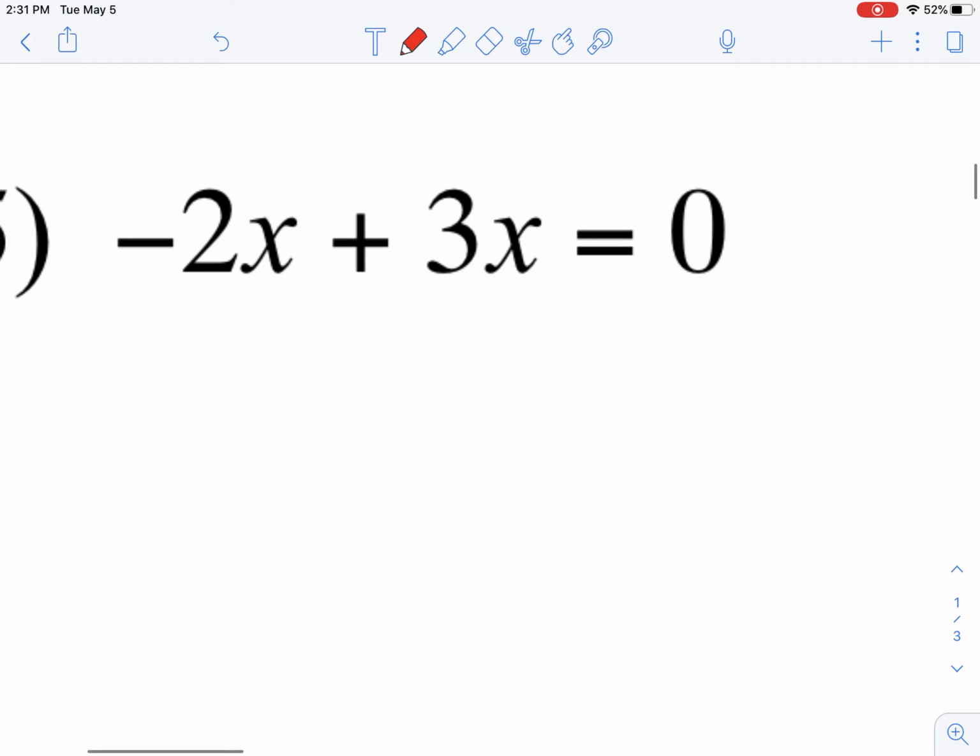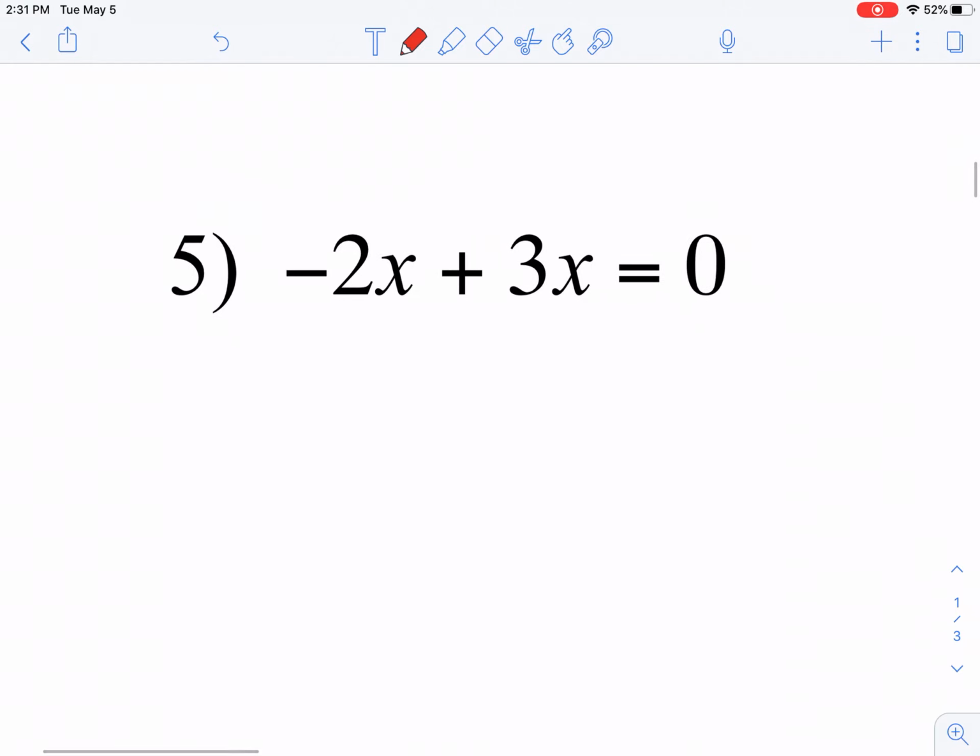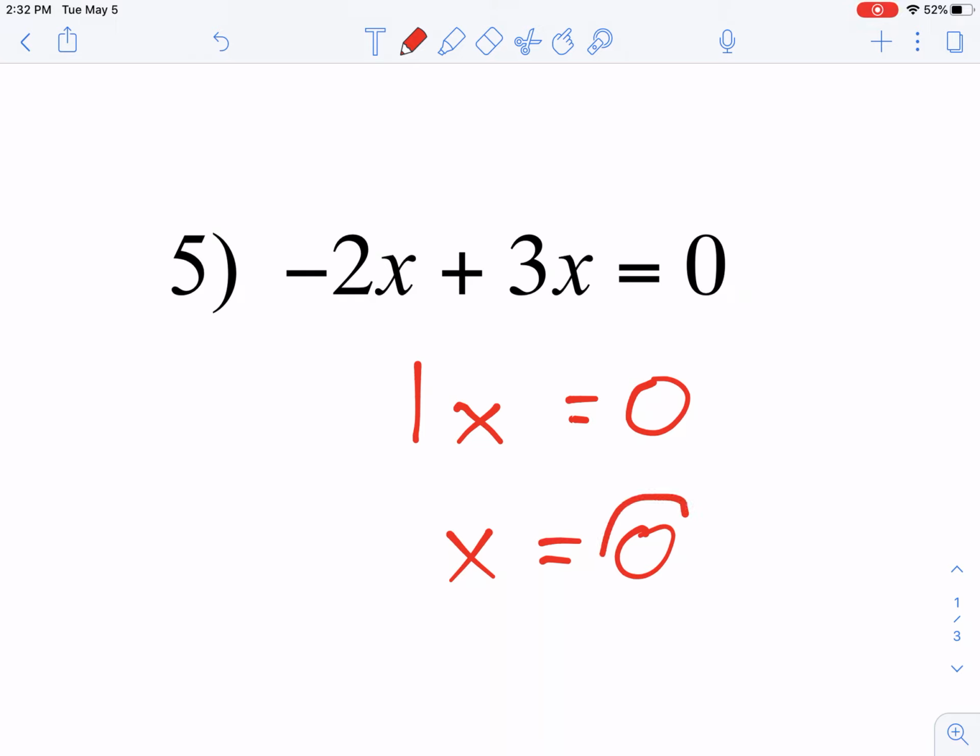Looking at problem number 5, so we got negative 2x plus 3x. If we do that, we're going to get 1x is equal to 0. Technically, you're done. You don't have to do anything else here because we assume that there's always a 1 in front of that. So we could simply write x is equal to 0, which is the same thing as saying 1x is equal to 0. And then you would just enter in 0 as your answer. There's no need to divide by 1, because 1 divided by 1 is just going to simply be 1.